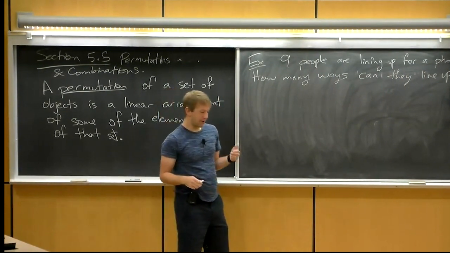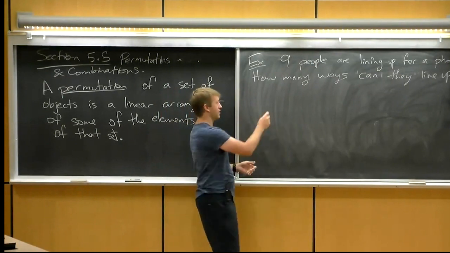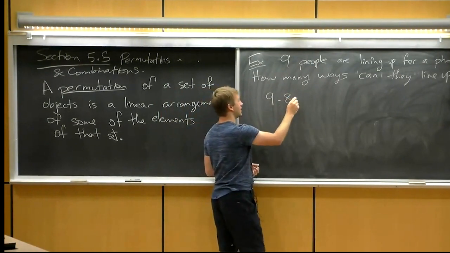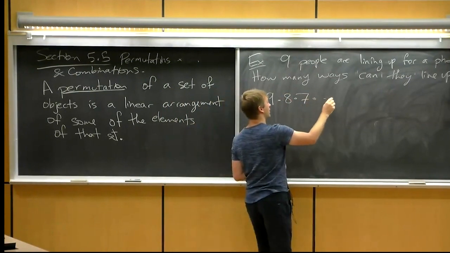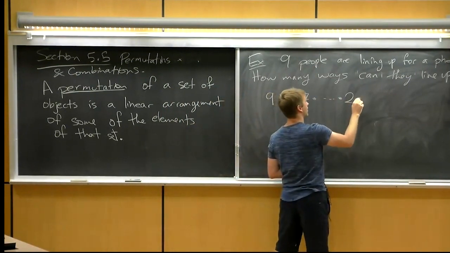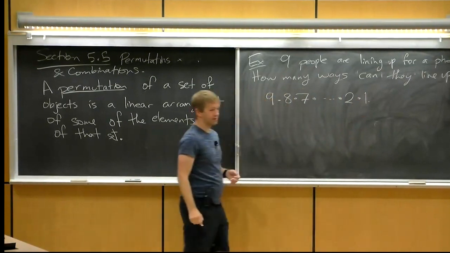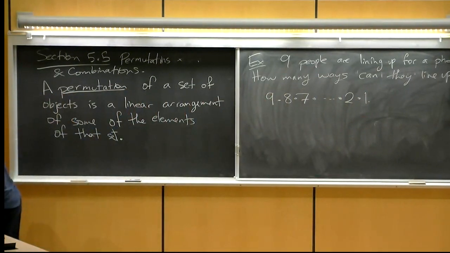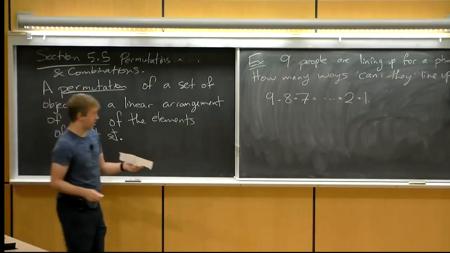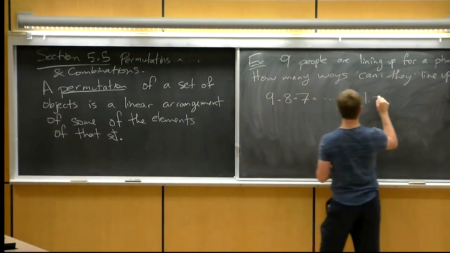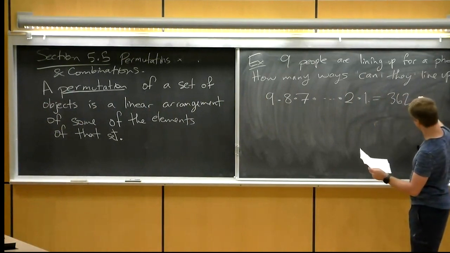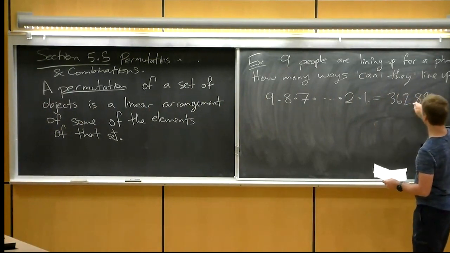If I say, how many ways can I choose the leftmost person? There's 9 ways. How many ways can I choose the next person? There's 8, 7, all the way down to 1. Which, so for this one, I actually wrote down the number. It's like 362,880. Okay.